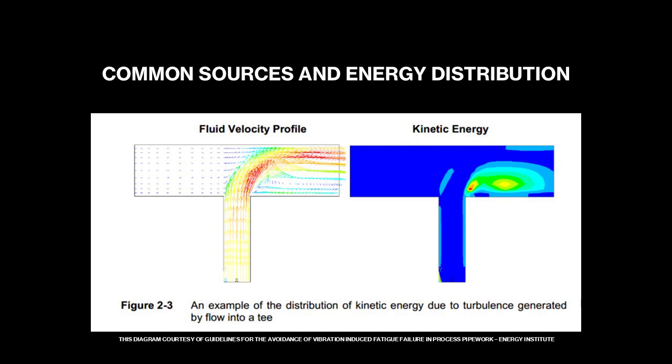These abrupt changes in flow direction and velocity generate localized turbulence, particularly near the intersection of the branch and main pipe. On the right, the kinetic energy plot quantifies this effect. With color contours representing energy intensity, the highest energy zone, depicted in bright yellow and red, occurs immediately downstream of the T intersection, where turbulent eddies concentrate. This localized energy concentration is critical because it acts as a broadband excitation source, predominantly at low frequencies.